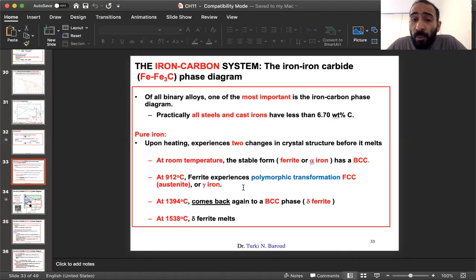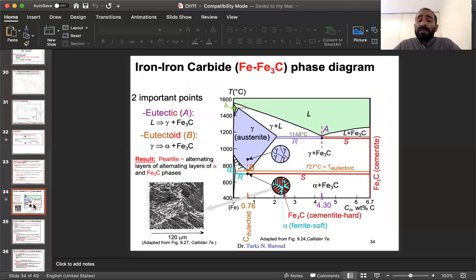So this is why it's very important to know that iron has different crystal structures, and that they have different properties. They can also play a different role when we're trying to make an alloy of iron and carbon, because different crystal structures might allow different solubility limits of carbon. If you look at the phase diagram over here, this is the iron carbide.